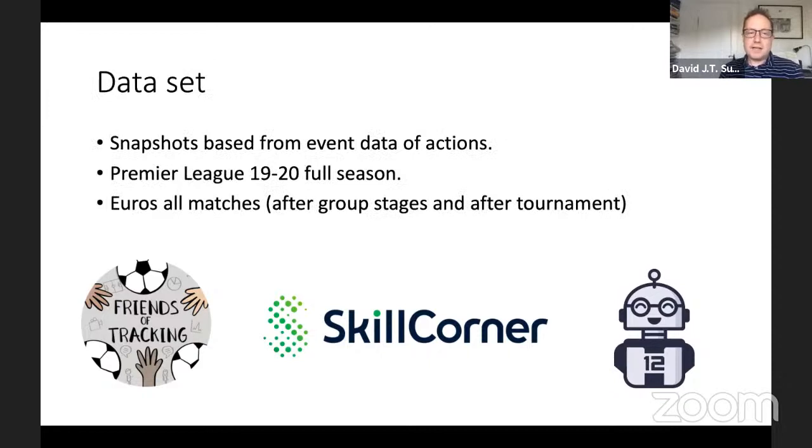The data sets are snapshots based on event data of action. So event data is everything that happens with the ball, passes, interceptions, and so on. And I'll show you a few of these in a minute, but the basic idea is you can also supplement them with the SkillCorner positional data and velocity data. And we've got a full Premier League 1920 season, which we at 12 actually internally use for some of our development.